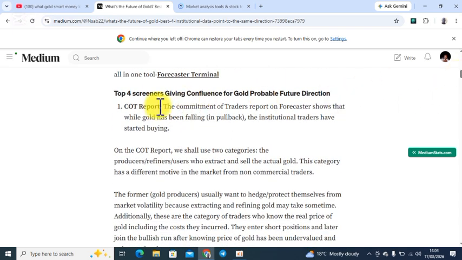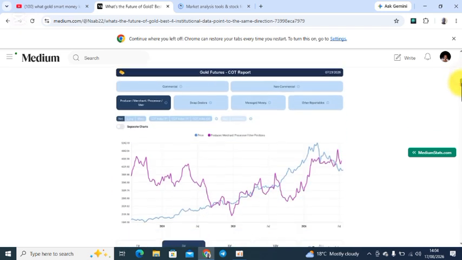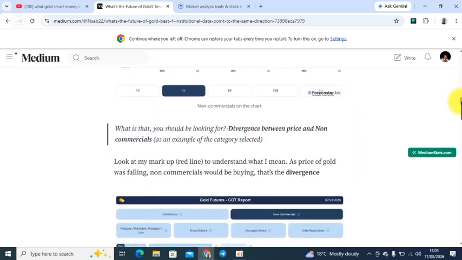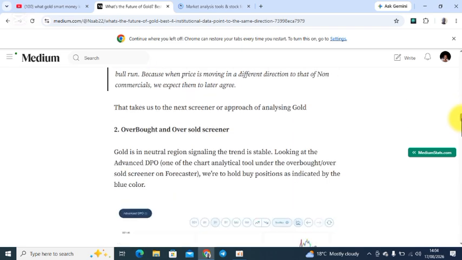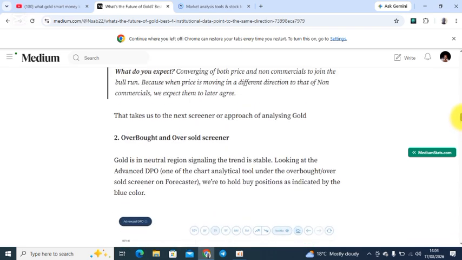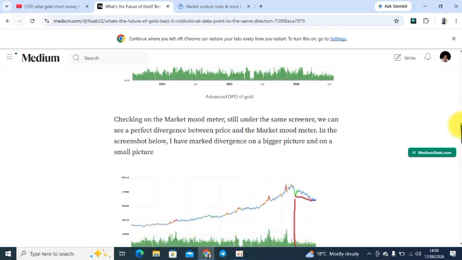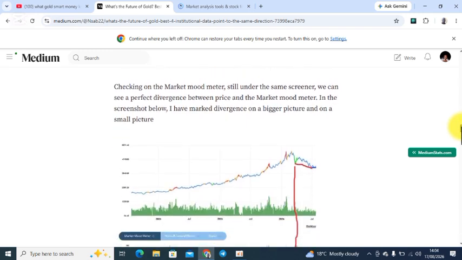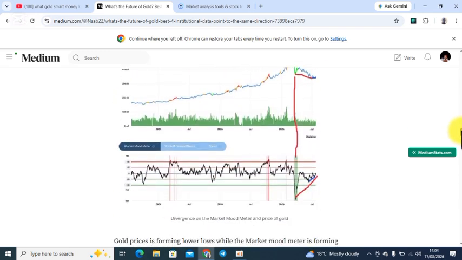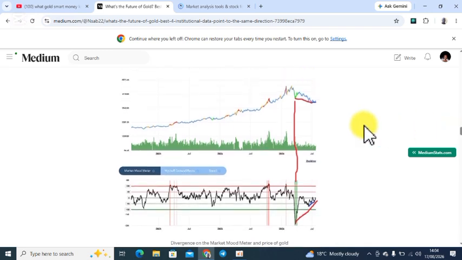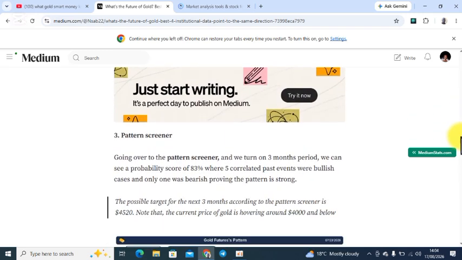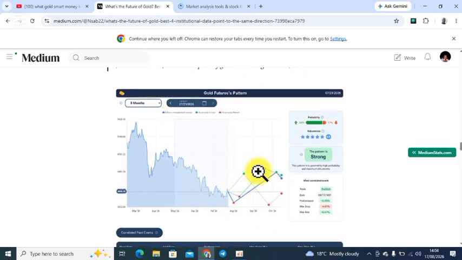I looked at both the COT report. I also looked at the overbought and oversold region. I also used the pattern screener. This is the overbought and oversold region, which looks like the CNN Market Fear and Greed meter. And the good thing about this was having a divergence, which I illustrated in this article. And this is the pattern screener, which was also pointing to the bullish direction of gold.